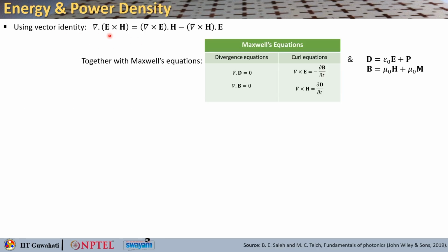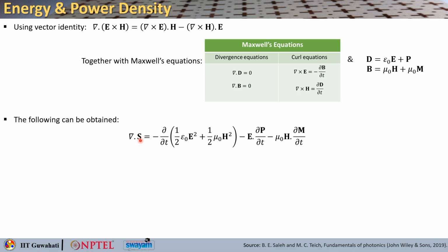You can further utilize this vector identity, which is del dot E cross H. So, you are basically taking the divergence of the Poynting vector and you can write it like this: curl of E dot H minus curl of H dot E. When you combine this with the Maxwell's equation that you have seen for any material, you can obtain del dot S, which turns out to be minus d/dt of half epsilon naught E square plus half mu naught H square, minus E dot dP/dt minus mu naught H dot dM/dt.